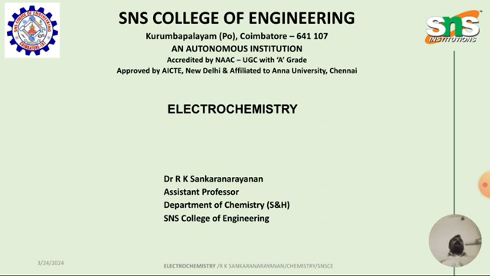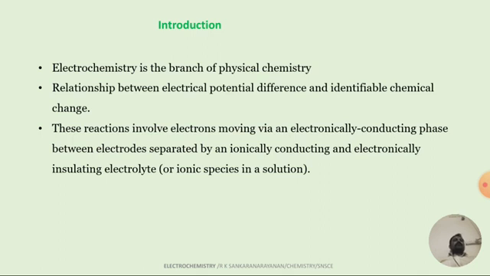Here, the major concepts involve physical chemistry. It majorly involves oxidation, reduction, and electron transfer. These are the major concepts involved in electrochemistry. Electrochemistry, as I already said, is a branch of physical chemistry. It studies the relationship between electrical potential difference and identifiable chemical changes. So we have to find what chemical changes are going to happen based on the electrical potential.